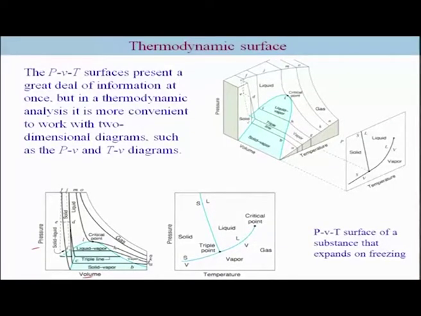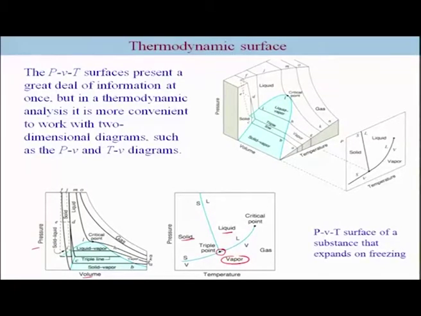So you have this solid and vapor. This is your sublimation line, this is your fusion line, this is your vaporization line. And this is your triple point where these three phases coexist. So this is your triple point. And this is again solid, liquid, and vapor.